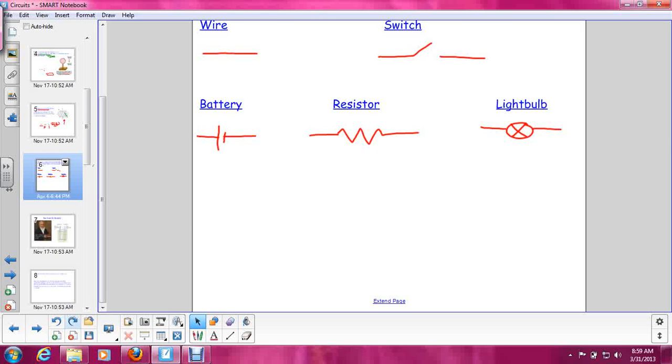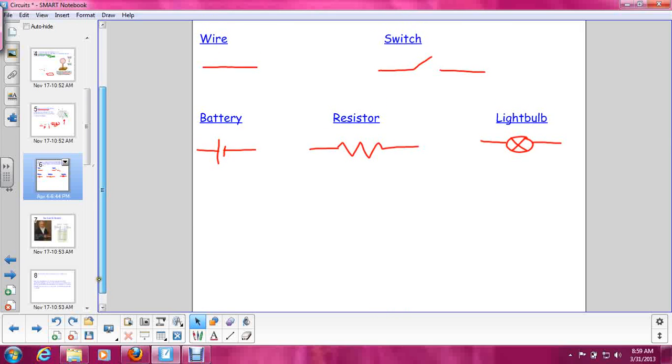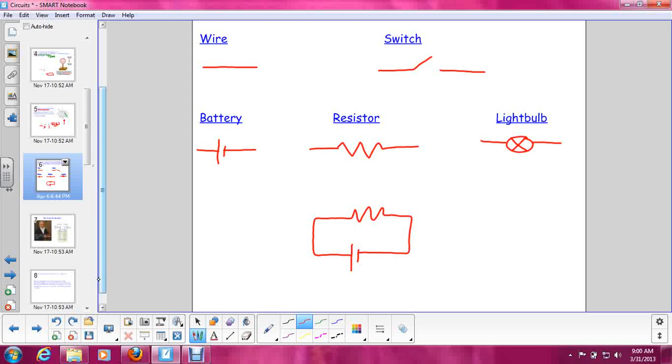So, for example, if I wanted to draw a very basic circuit with a wire and a resistor and a battery, this is what it would look like. I have a battery, I have a wire that is connected to it, and that is connected to a resistor somewhere. That's a basic circuit right there.